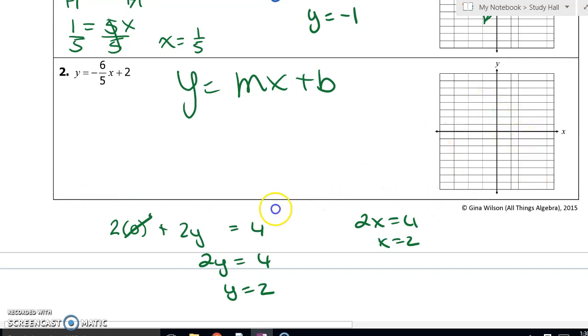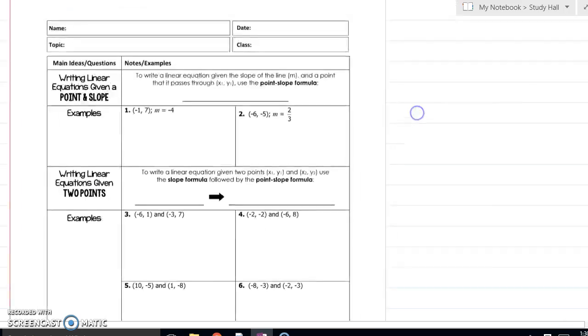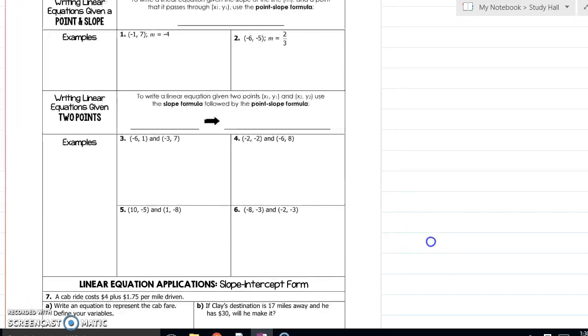But I'm going to leave you to do number 2. When I collect your packet, it should be completed. And I think we have, let's see, just this last section to do.